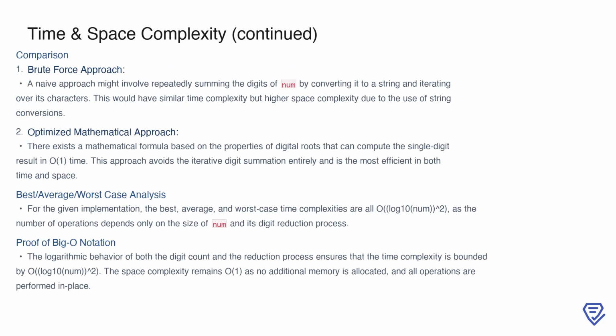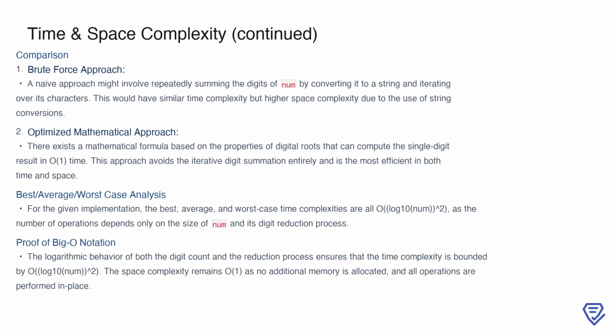When comparing this method to other approaches, a brute force strategy might involve converting the number to a string and iterating over its characters to sum the digits. While this has a similar time complexity, it uses additional space for the string conversion, making it less optimal in terms of space complexity. On the other hand, an optimized mathematical approach leverages the properties of digital roots to compute the result directly in O(1) time. This avoids iterative digit summation entirely and is the most efficient in both time and space.